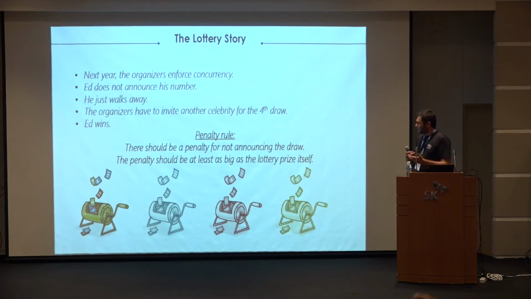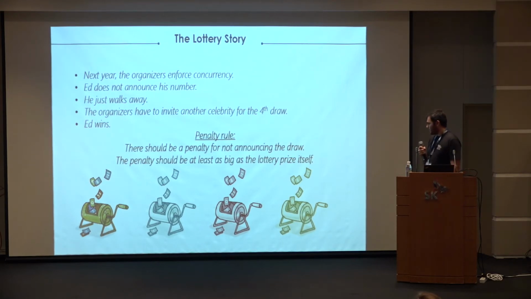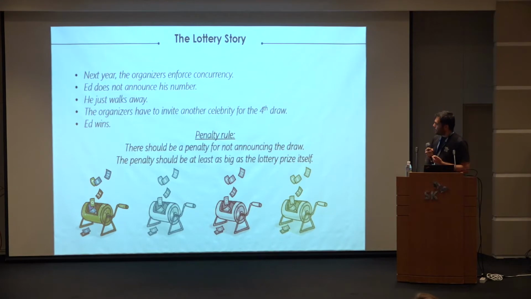Okay, continuing this for another year, and this actually continued for like 14 times in Colorado, so it's realistic. So the next year, the organizers enforced concurrency by saying that everyone should draw at the same time and keep their ballots in their hand and then announce it one by one. But what happens is that when the first 3 celebrities announce their ballots, Ed just walks off and does not announce his. So they have to invite someone else to do the fourth draw, and Ed again wins.